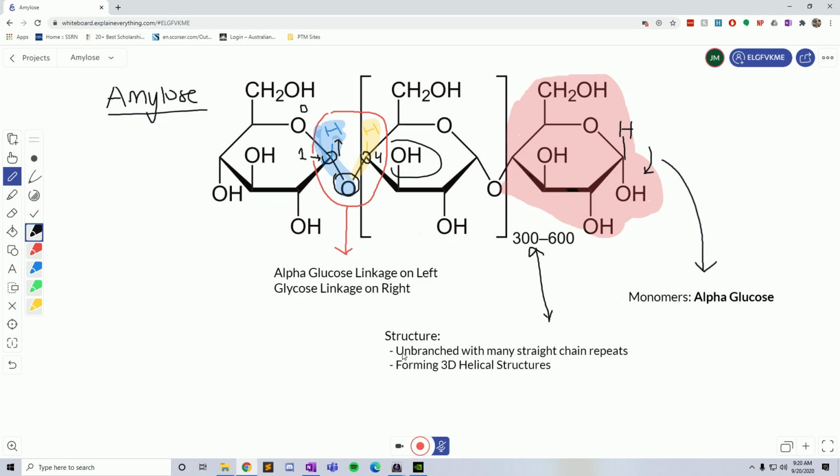structure being unbranched with many straight chain repeats. As can be seen, there's 300 to 600 straight chain repeats, and it also forms 3D helical structures. Now this was, I think, only a one-liner in the textbook, but if we need to compare amylose to cellulose in the exam, it will be a mark, so it's important to remember that. And I think these are the 5 things: the alpha glucose linkage, the glycosidic linkage, unbranched with many straight chain repeats, forming 3D helical structures, and that the monomers are alpha glucose.